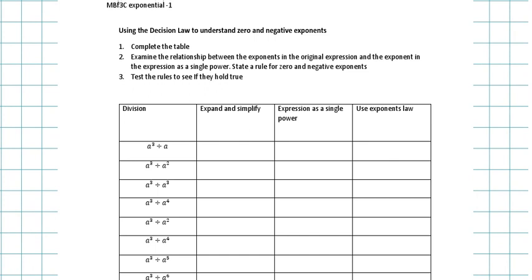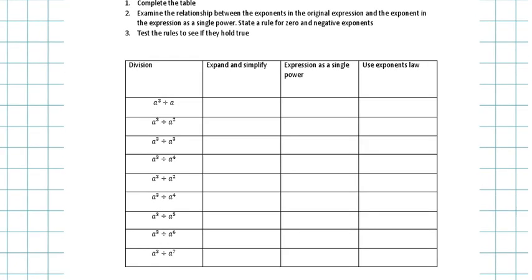So, if you have a cubed divided by a, so if I want to do the expand and simplify, I have to do a times a times a over a. So what do I get? A squared. If I want to use the exponent law, I just do 3 minus 1, which is a squared, right? Are we okay with this?